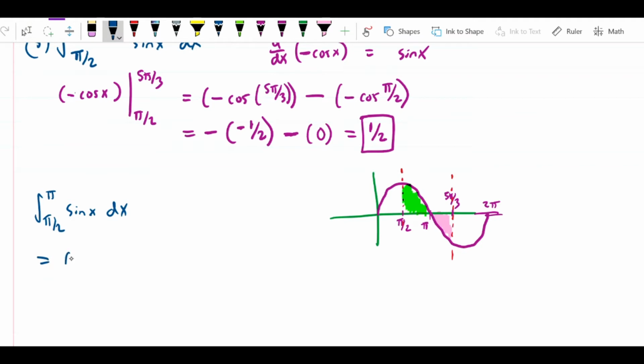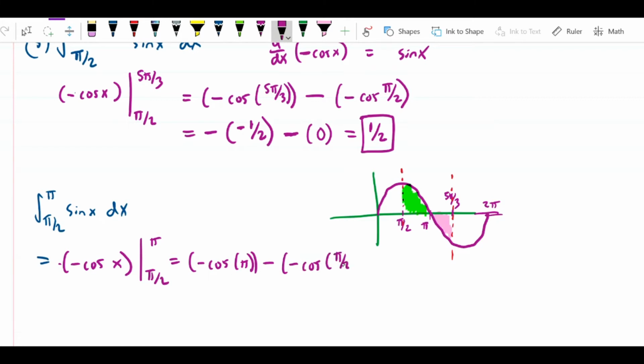So that's going to be negative cosine x from pi over 2 to pi. That would give us negative cosine of pi minus negative cosine of pi over 2. Negative cosine of pi is negative cosine of pi equals 1, cosine of pi over 2 is 0, so that would be positive 1. Now, this is the significance.